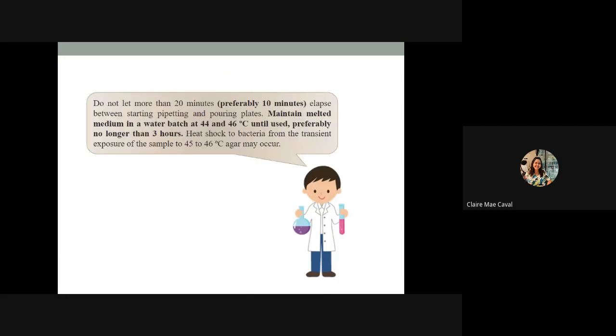Do not let more than 20 minutes, preferably 10 minutes, elapse between starting pipetting and pouring the plates. Maintain melted medium in a water bath at 44 to 45 degrees Celsius until use, preferably no longer than 3 hours. Heat shock to bacteria from the transient exposure of the sample to 44 to 46 degrees Celsius agar may occur. So I already discussed this as well.